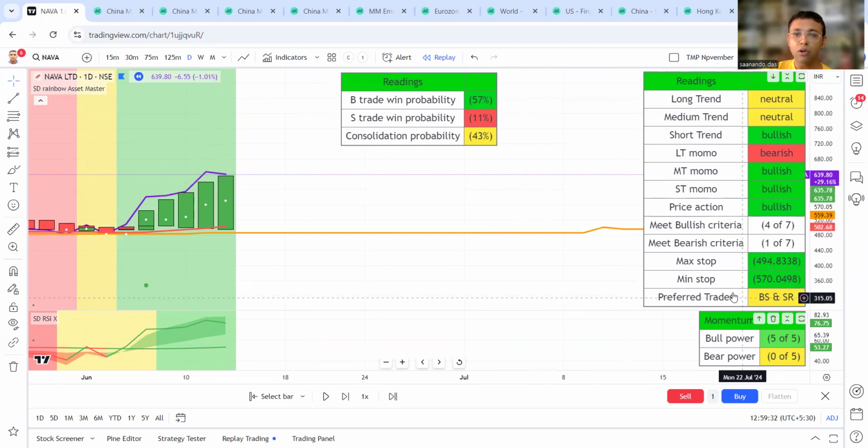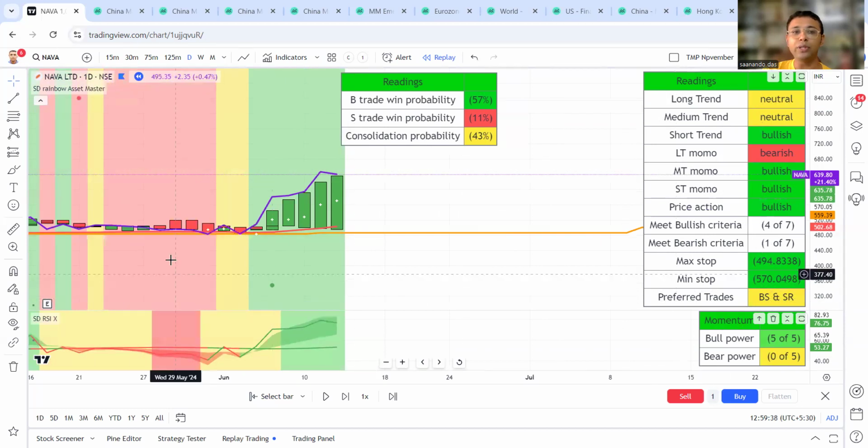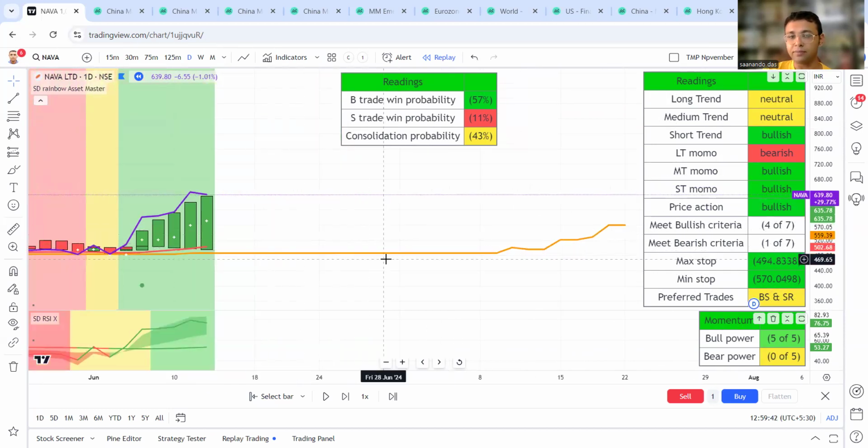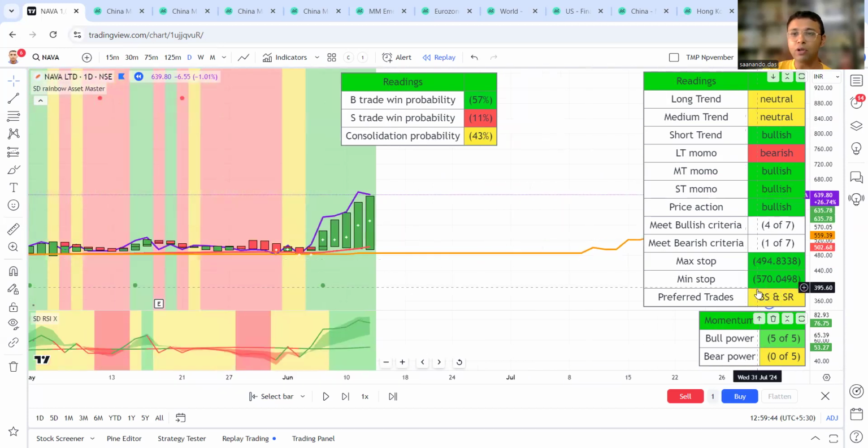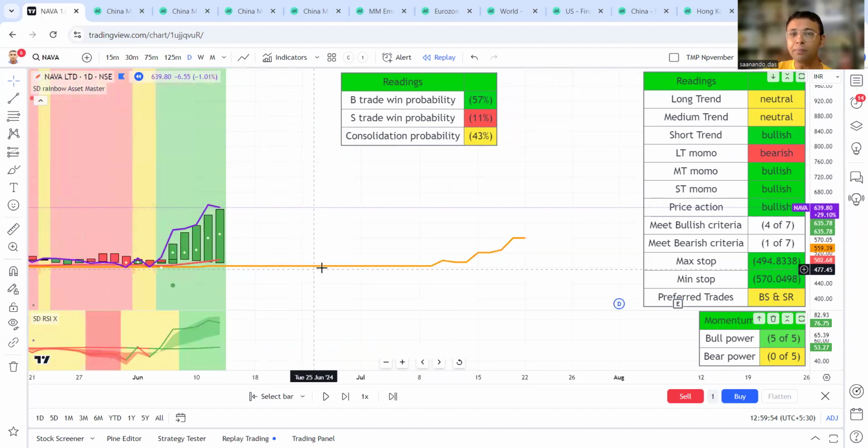Now, also there is a preferred trades. This is a separate column. This has nothing to do with these calculations or these 12 factors. This particular calculation by support, sell resistance and the probability calculations are happening in a different way, not based on these lines, not based on these setups.